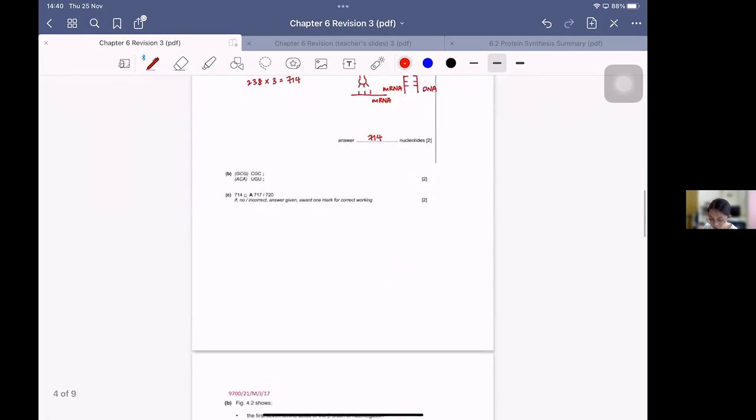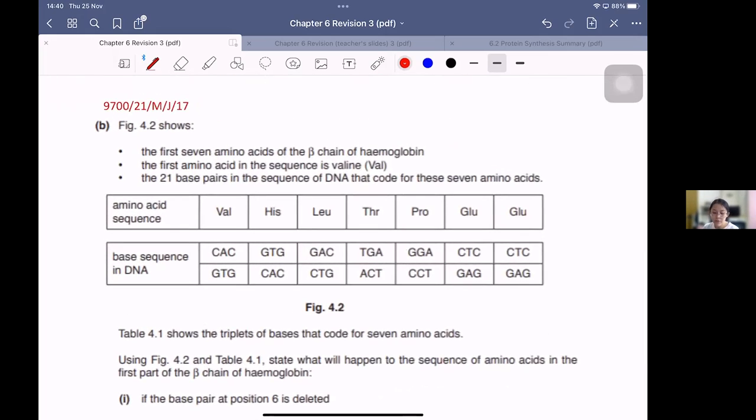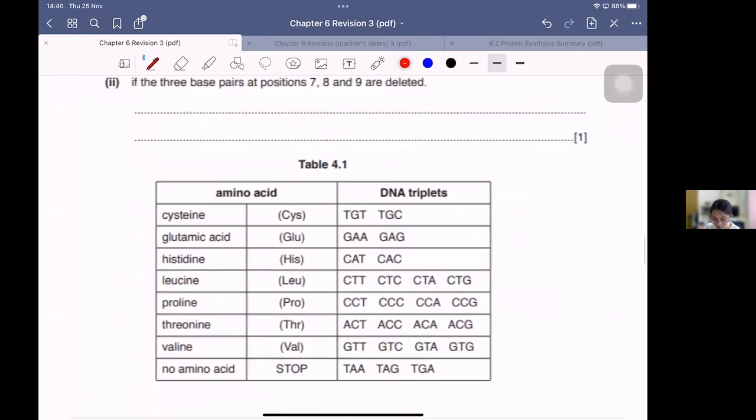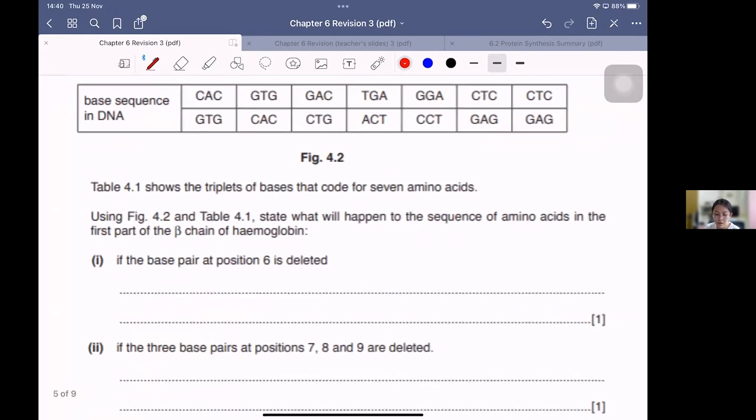Okay, so moving on. Figure 4.2 shows the first 7 amino acids of the beta chain of hemoglobin. The first amino acid in the sequence is valine, and there are 21 base pairs in the sequence of DNA that code for these 7 amino acids. Table 4.1 shows the triplets of bases that code for the amino acids. Table 4.1 is over here. Using figure 4.2 and table 4.1, state what will happen to the sequence of amino acids in the first part of the beta chain of hemoglobin if the base pair at position 6 is deleted.